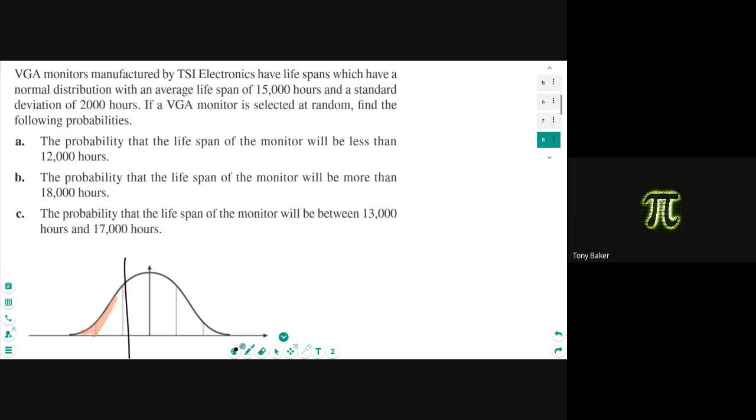So 12,000 hours is going to be on the right or left side? And we're looking for less than that. So we're looking for there. So X is 12,000. And the mean is 15,000. Standard deviation is 2,000. And now we need our Z.